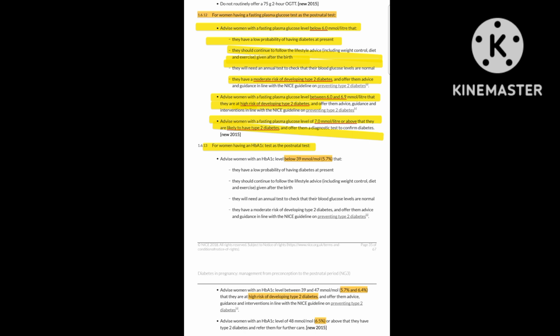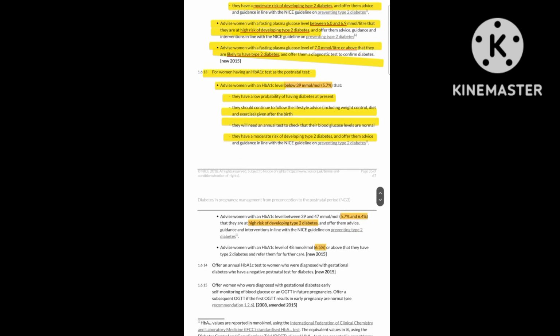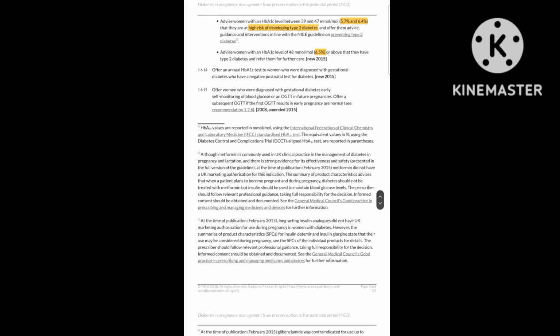For women having an HbA1c test as the postnatal test, advise those with an HbA1c level below 39 millimole per liter, 5.7%, that they have a low probability of having diabetes at present. They should continue to follow the lifestyle advice, weight control, diet and exercise, given after birth. They will need an annual test to check that their blood glucose levels are normal. They have a moderate risk of developing type 2 diabetes. Offer them advice and guidance. Advise women with an HbA1c level between 39 and 47 millimole per liter, that is 5.7% to 6.4%, that they are at high risk of developing type 2 diabetes. Advise women with an HbA1c level of 48 millimole per liter, 6.5% or above, that they have type 2 diabetes, and refer them for further care.